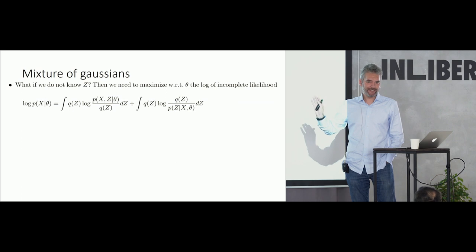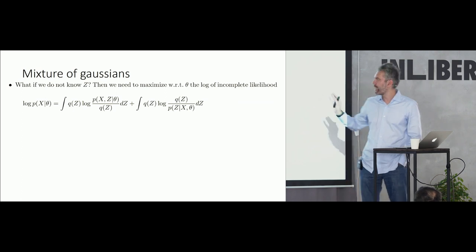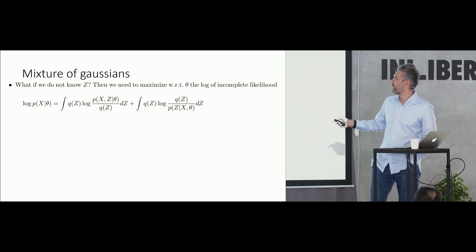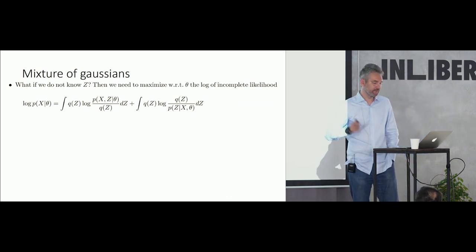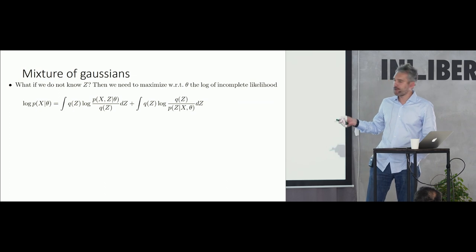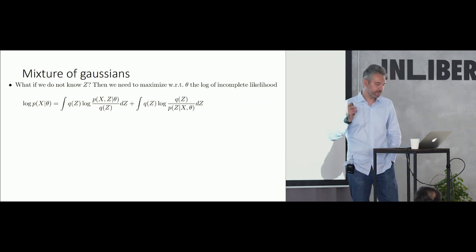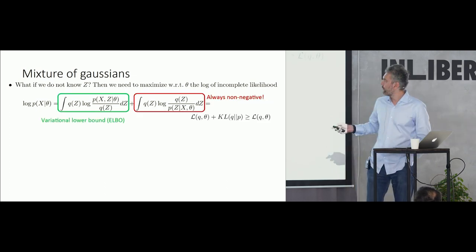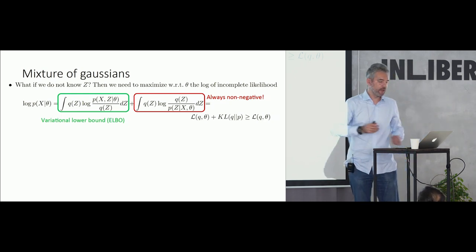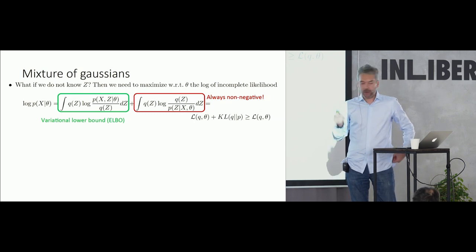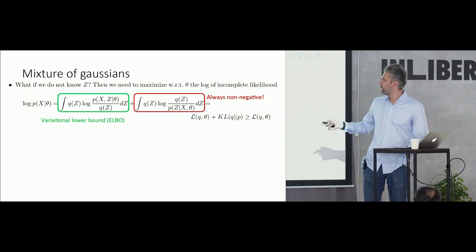So do you recognize it? We had a pretty similar equation, only we did not put theta here. So this was the only difference. But the decomposition is the same. So we know that the second part is always non-negative, so the first part is the variational lower bound. Why do we call it variational? Because it is always a lower bound for an arbitrary choice of q(z).